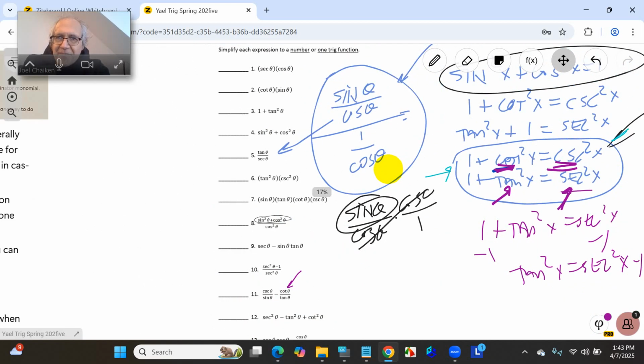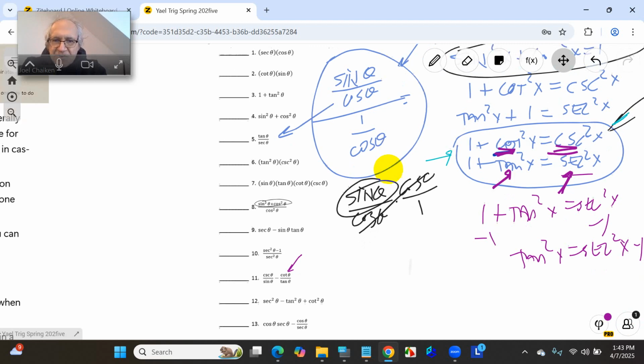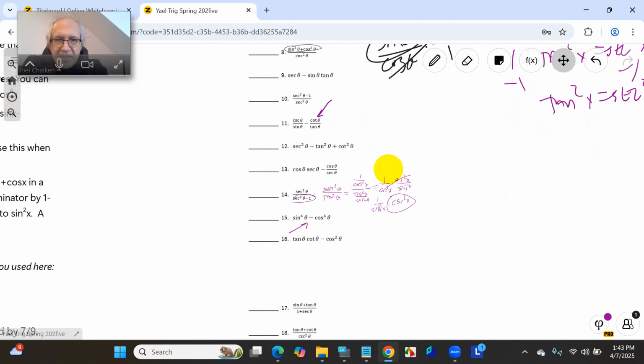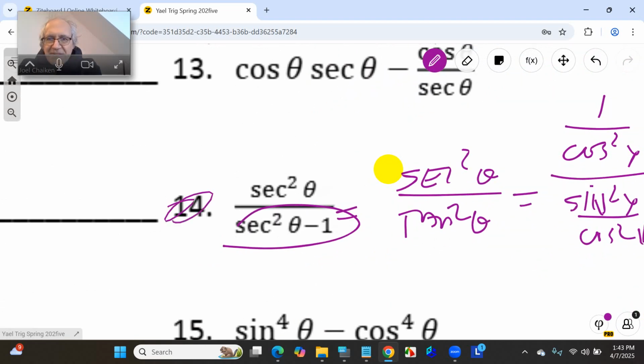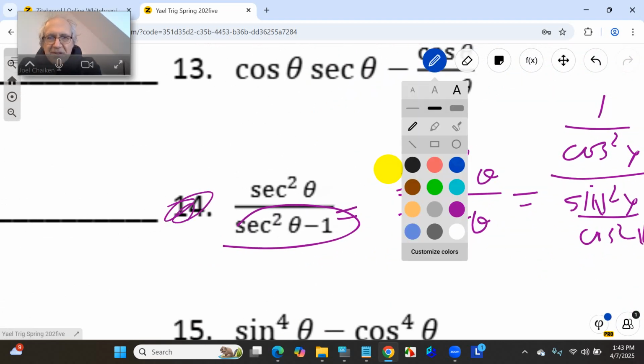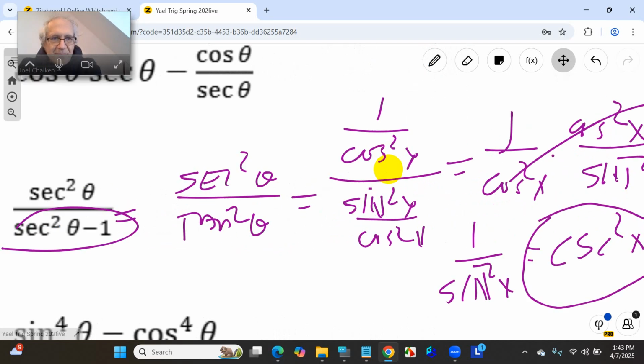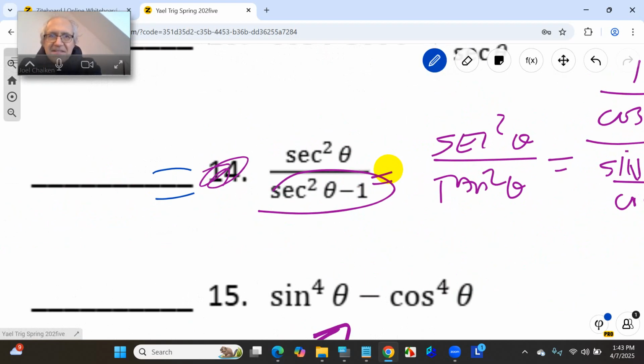Now, these are very much related to trig identities. In trig identities, they tell you the answer. They tell you what the thing simplifies to, and then you have to show it. So, for example, in a trig identity, they would say show that this equals secant squared x. That's the only difference.